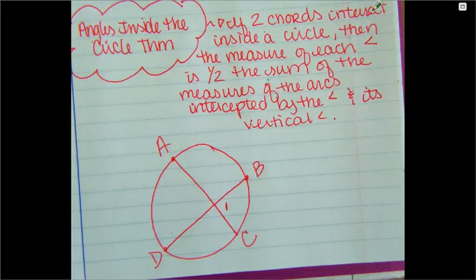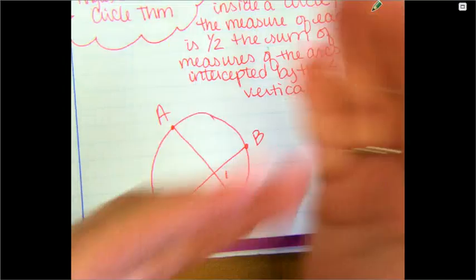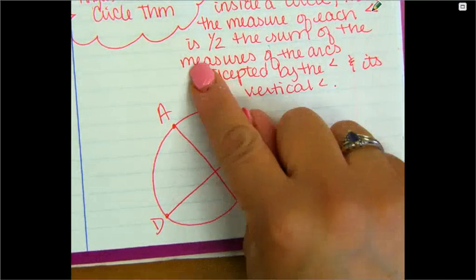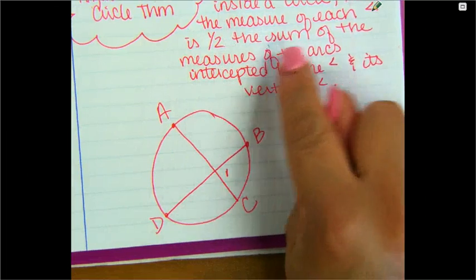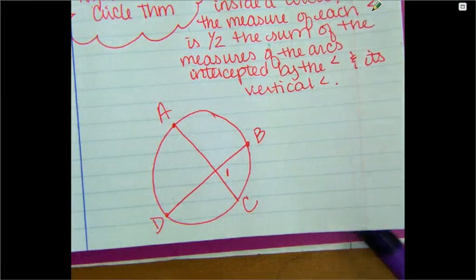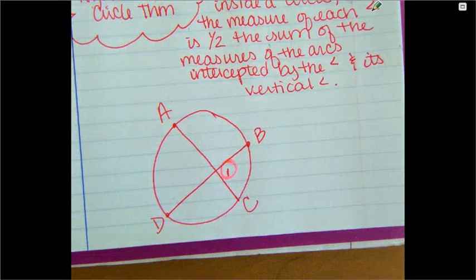Alright, here we go. Let's read what it says and do this problem. It says, if two chords intersect, or do we have two chords intersecting? Okay. Then the measure of each angle is half the sum of the measures of the intercepted arcs and its vertical angle. So watch. Here's my angle, angle 1. Its intercepted arc is what? Arc what?